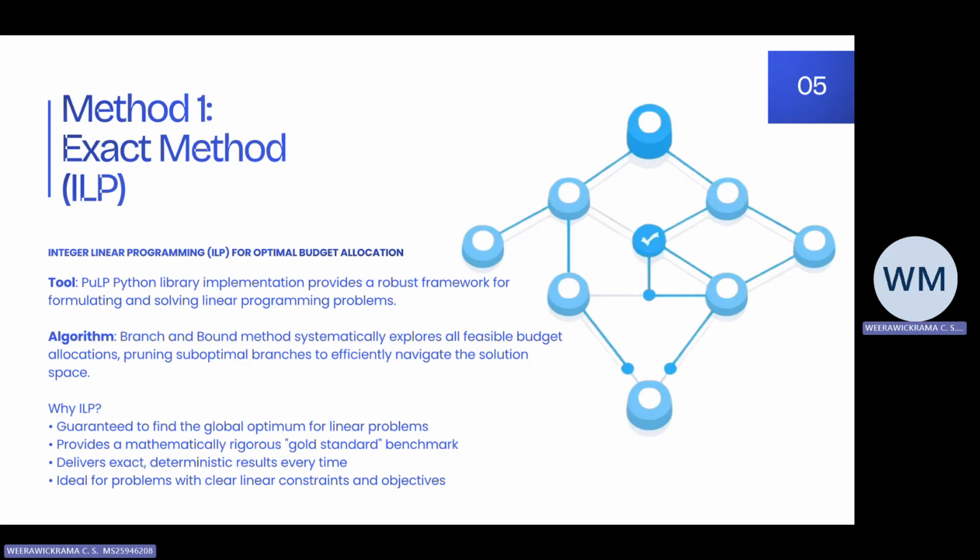So let's discuss the exact method, integer linear programming. ILP is a mathematical technique used to find the best possible solution when we have a clear objective function and a set of constraints, as in our case. It helps us determine the optimal way to allocate the budget across the departments.